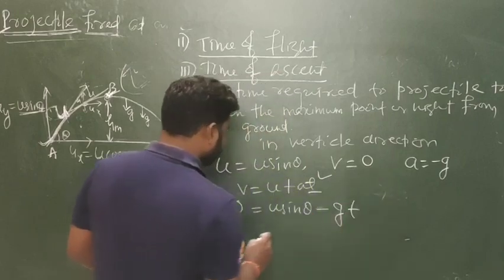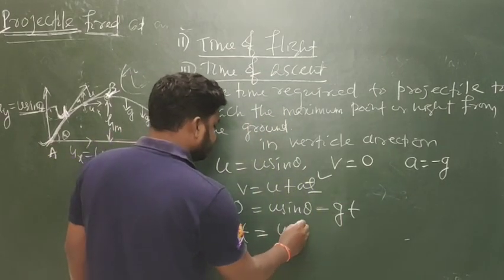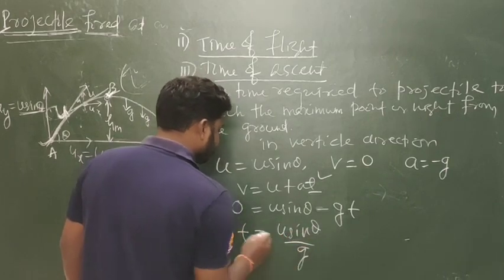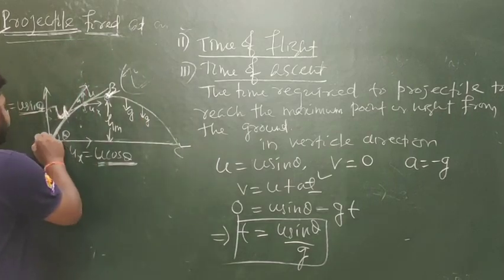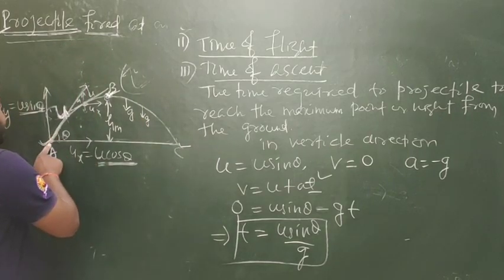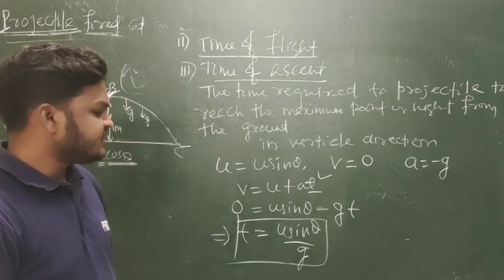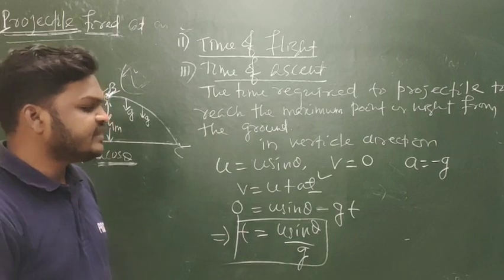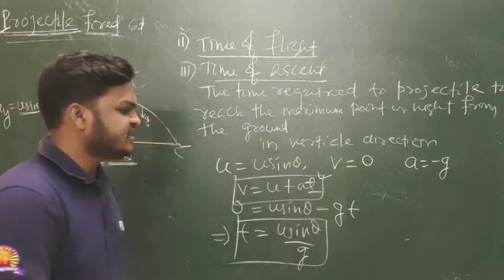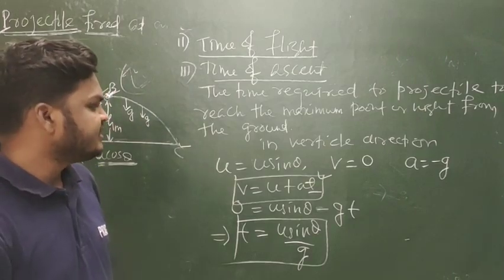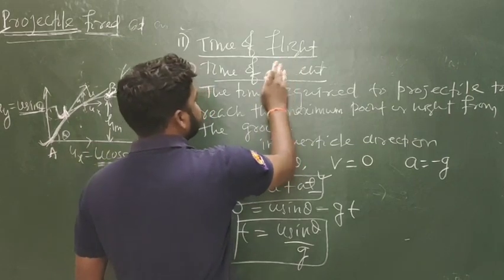And finally time is equal to u sin theta by g. So this is the time of ascent. Time of ascent means the time required by the projectile to move from ground level to maximum height. That is t is equal to u sin theta by g. So you must remember this derivation is derived from the equation v is equal to u plus at. Time of flight, the time of ascent. Then we can write time of descent.